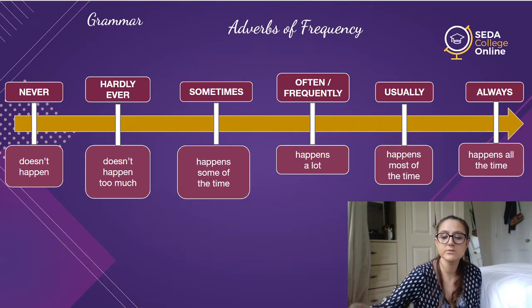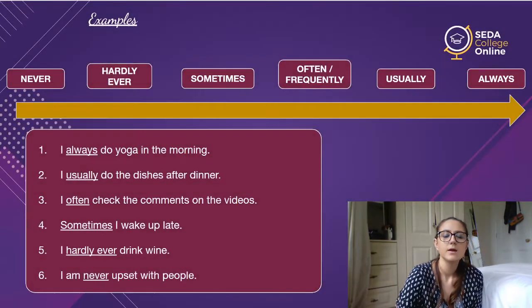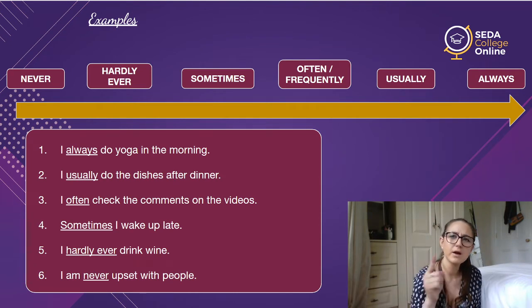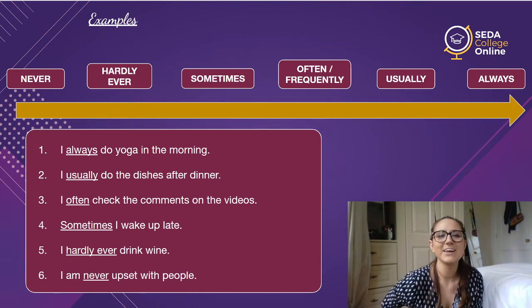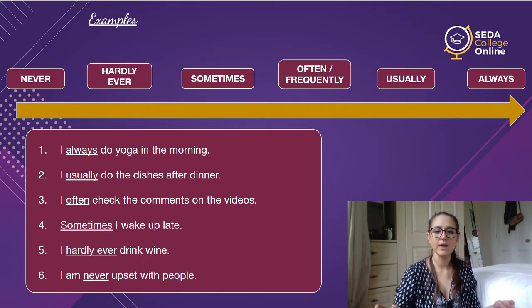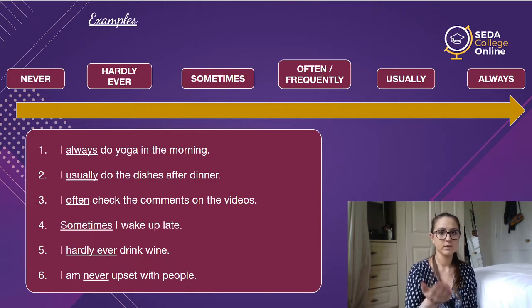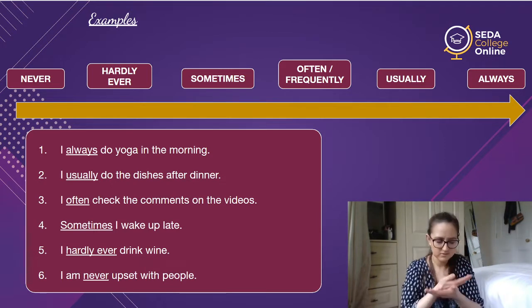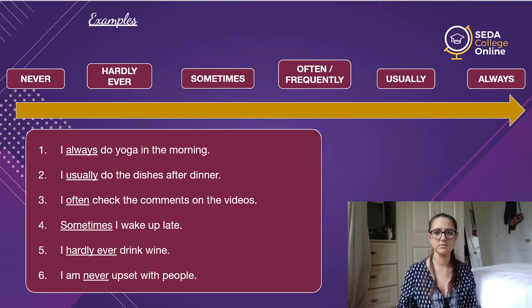Let's go for examples then. Okay, I have here our arrow, and we can go with our numbers here. Number 1, I always do yoga in the morning. So every morning, that's an expression of frequency. Every morning, I do yoga. Always. That's something that always happens.